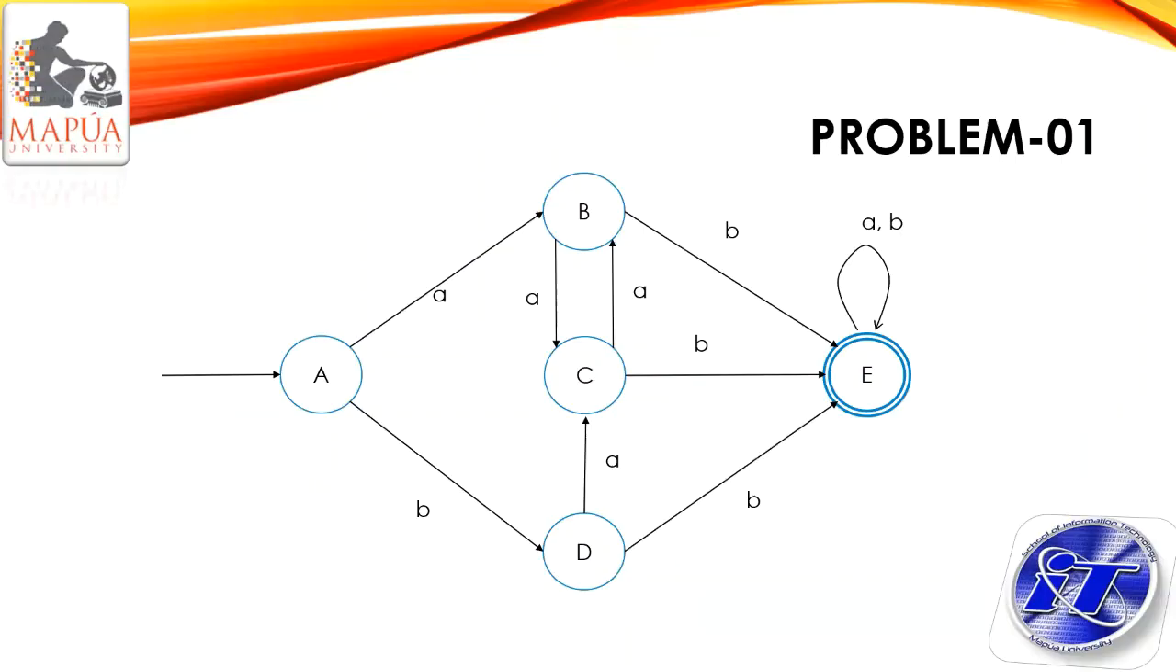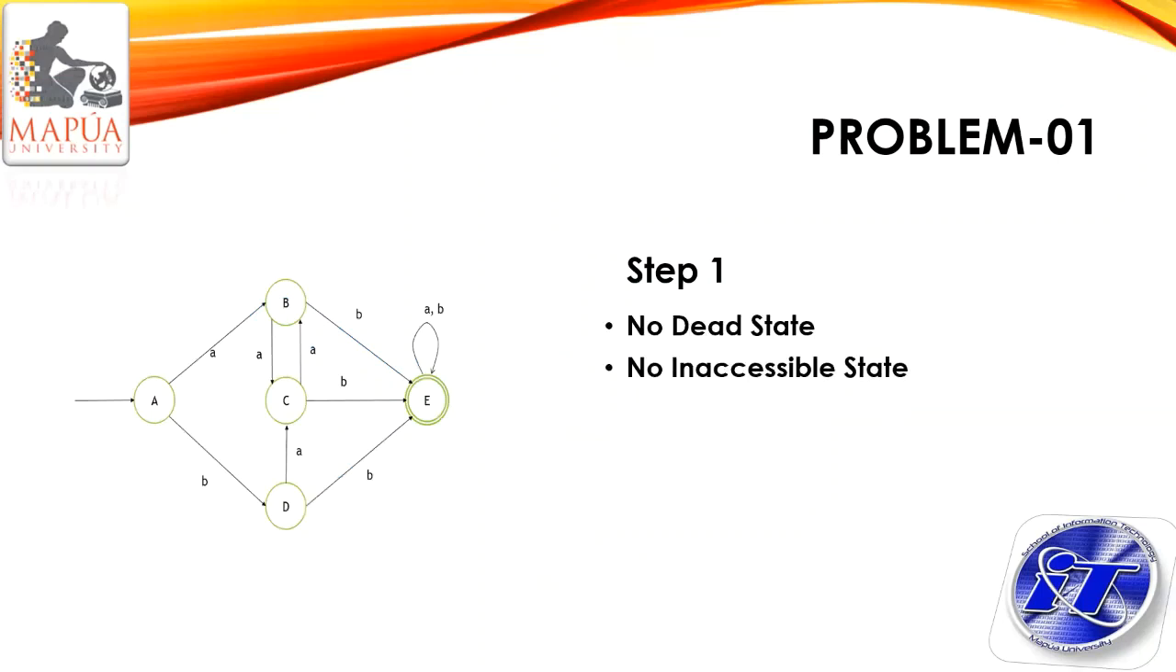Let's have these five states, A, B, C, D, E, and our inputs are A and B. Okay, step one, is there a dead state, a trap state? Definitely none. Inaccessible state, wherein state A, the initial state, cannot access. There's no path going to that state. Do we have that? None. So therefore, we're not going to remove anything in step one, since there's no dead state, no inaccessible state.